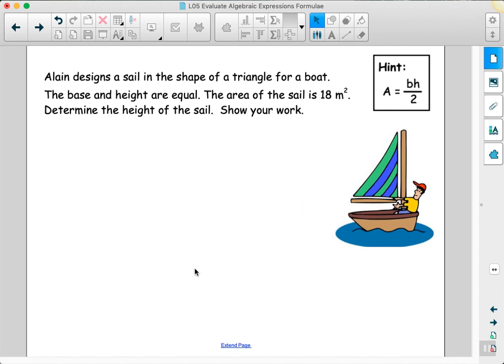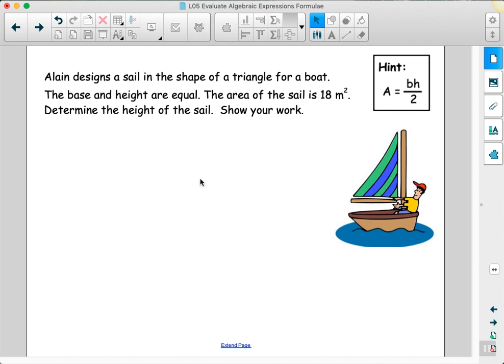All right, so here's an example of a question where they're giving us an area now. The formula is isolated for area. So they've given you the area, but they've told you that the base and height are equal. So think about where you're going to plug the 18 in here. Think about what it means for the base and height to be equal. Then I'd like you to determine the height of the sail.